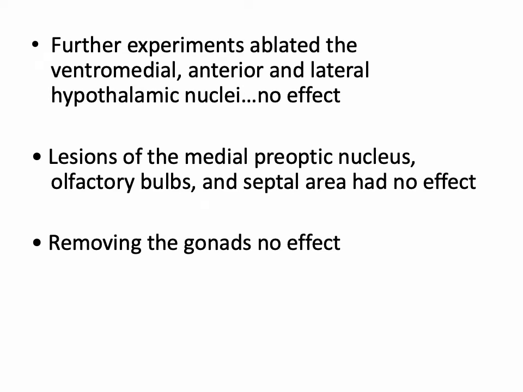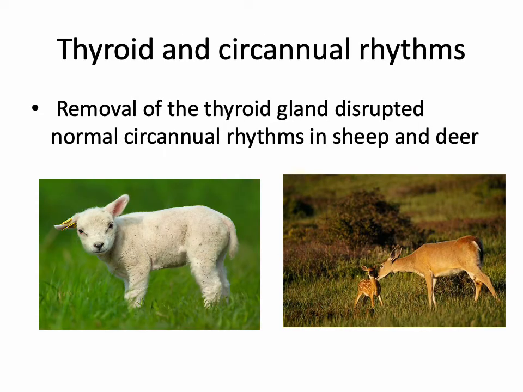Further experiments on the ventromedial, the anterior and lateral hypothalamic nuclei showed no effect. Lesions to the medial preoptic nucleus, olfactory bulbs, and the septal area, no effect. Removal of the gonads, no effect. One keynote or flagship set of experiments started people thinking about the importance of the thyroid hormones in at least being linked to the endogenous circannual rhythm. This was done in sheep and also later in deer. Removal of the thyroid gland disrupted normal circannual rhythms in these animals.